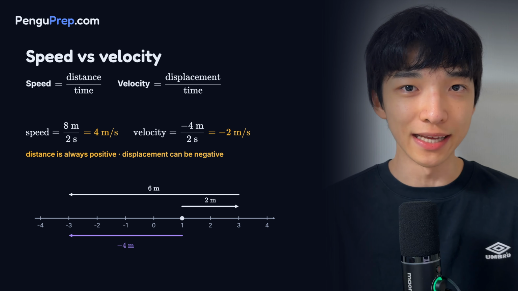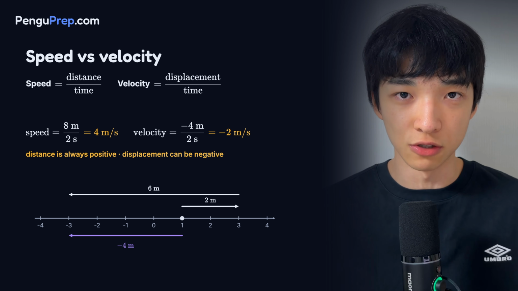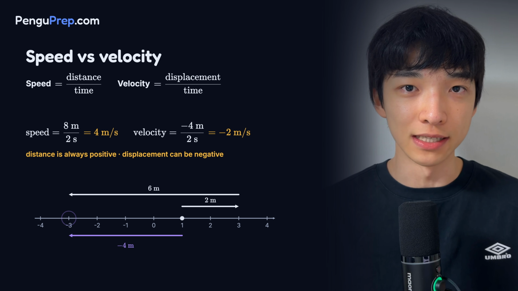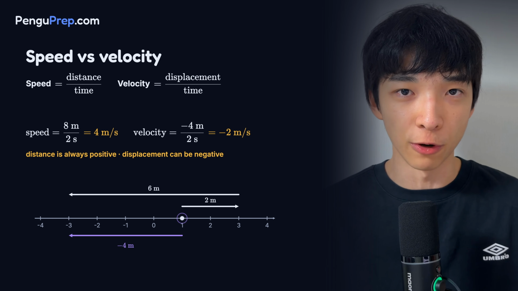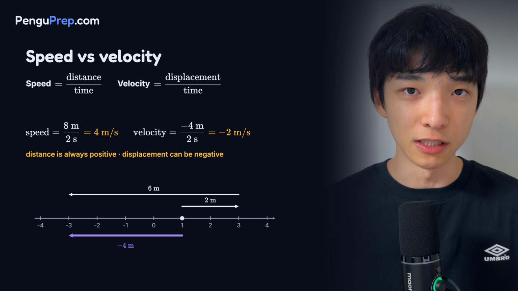But for displacement, it can be negative because it measures the position of the ending point relative to the starting point. So if the ending point is, say, more left relative to the starting point, and if left indicates a negative value in your problem, then the displacement can be negative.